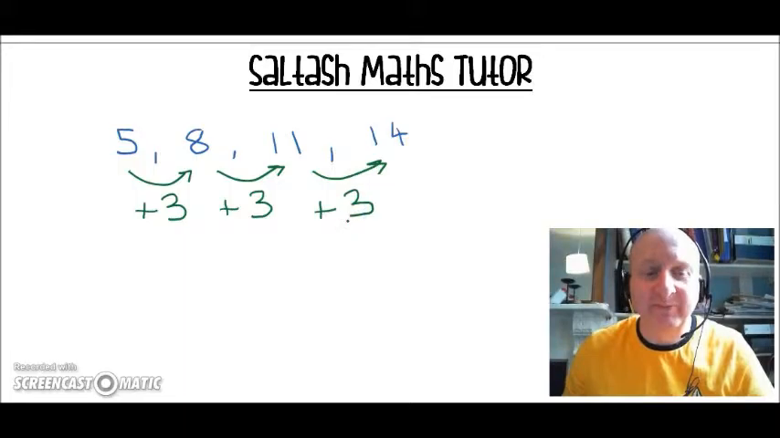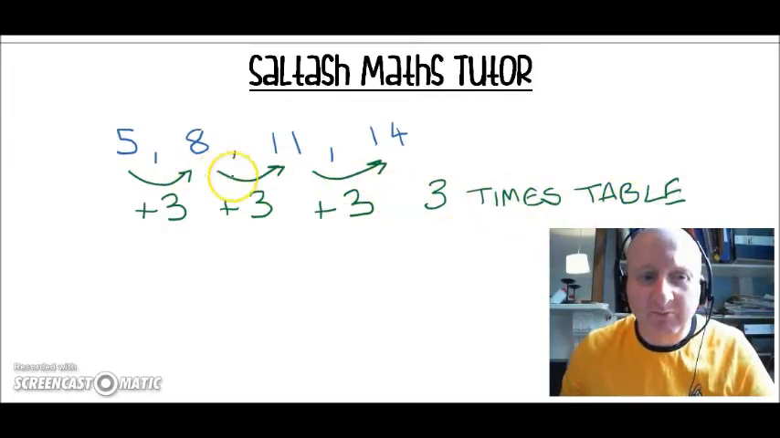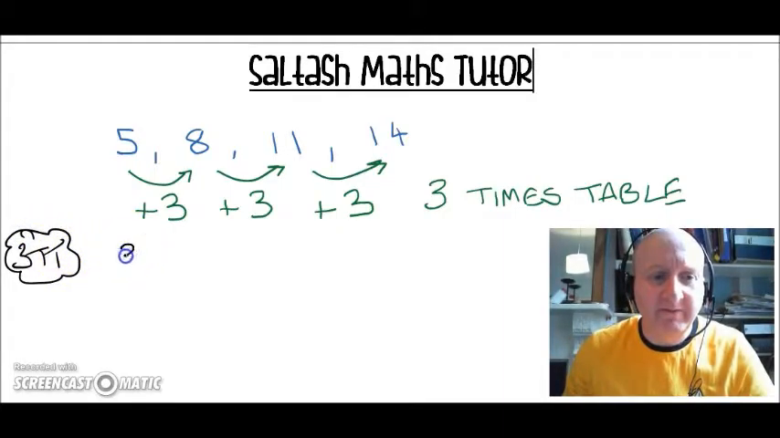So much of mathematics is patterns. But here's the key thing. Because I've got these numbers here, that means that this is just the 3 times table. You may be thinking, what's he talking about? But it is the 3 times table, just modified. What should the 3 times table look like? It should be 3, 6, 9 and 12.